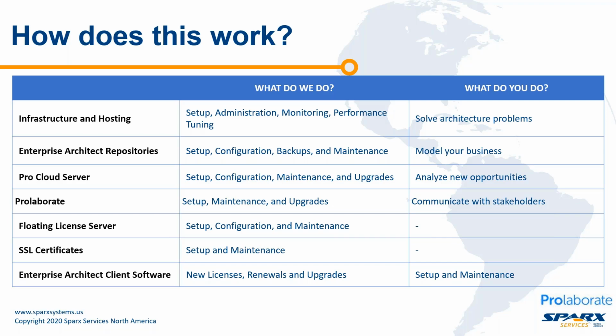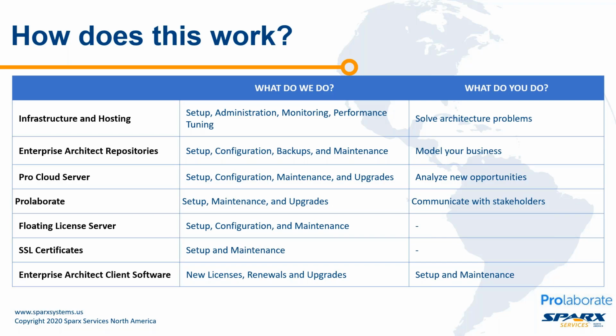We'll set up your floating license servers, make sure that your licenses are there, configured correctly, and that you can access your licenses. Setting up SSL, encryption, that sort of thing. That's an administrative task. Your architects really shouldn't be focused on that. Let's handle that for you. And then the Enterprise Architect client software, we help you with acquiring the license, upgrading, renewals, whatever you need to do there.